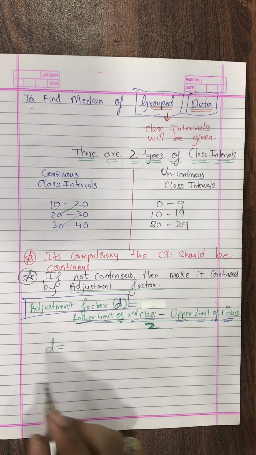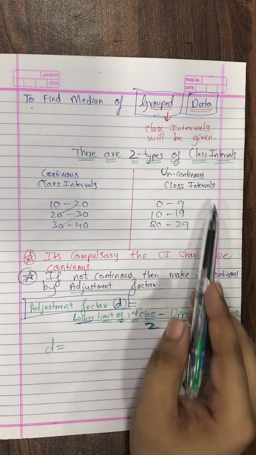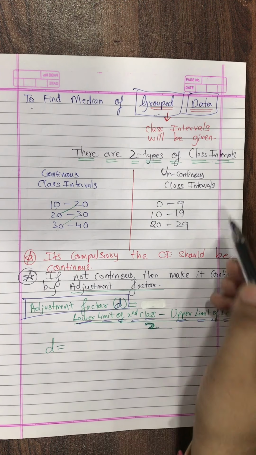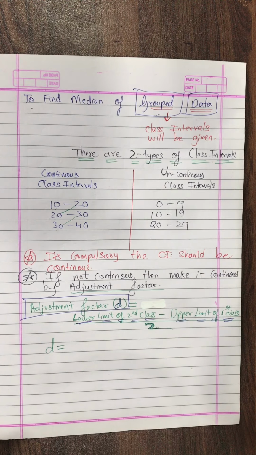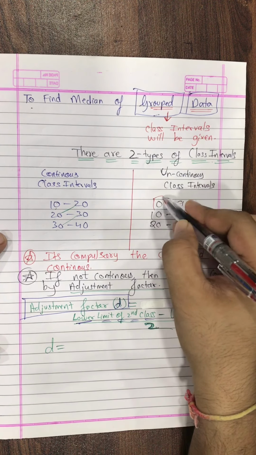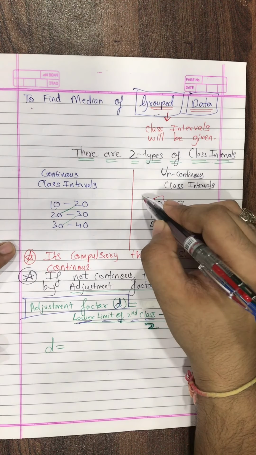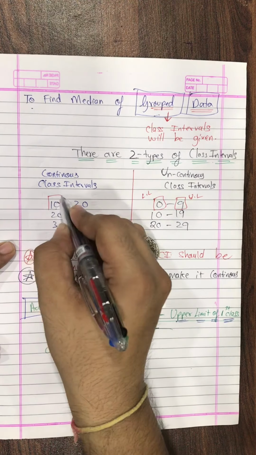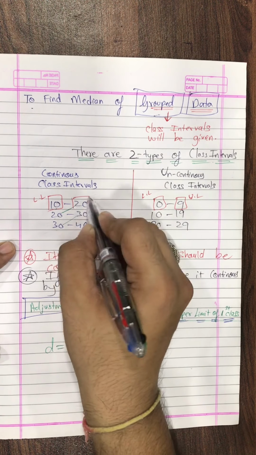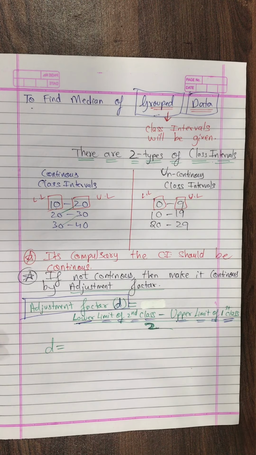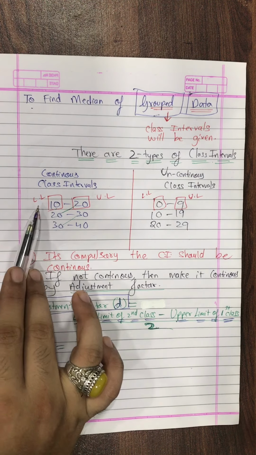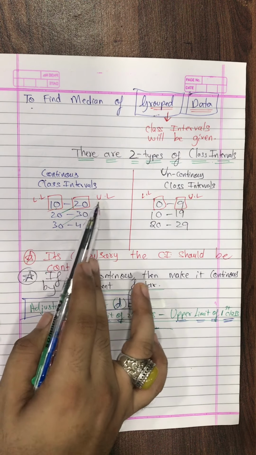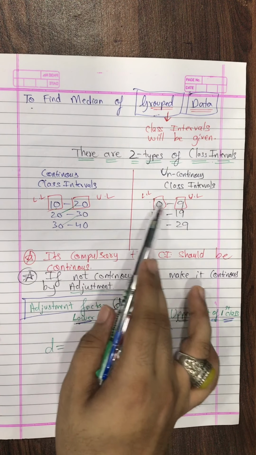So adjustment factor d, as in front of you I have given one example of the uncontinuous class. Lower limit of second class. This is my second class, this is my first class. Let me explain one more thing, students. This is called the lower limit, LL, and this is called the upper limit, UL. This 10 is the lower limit, which can also be called the left hand limit. 20 is the upper limit, which can also be called the right hand limit.